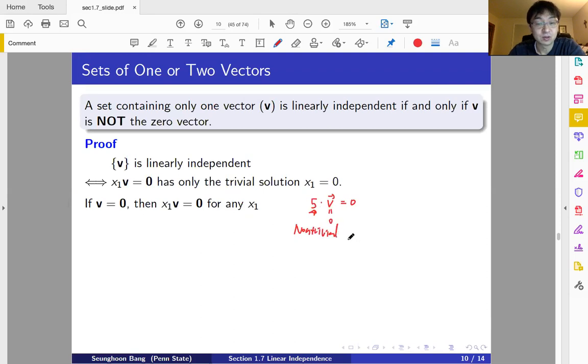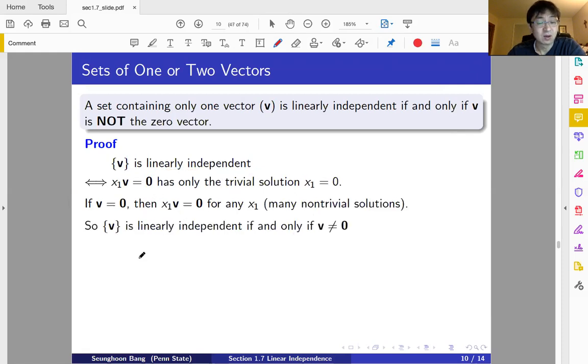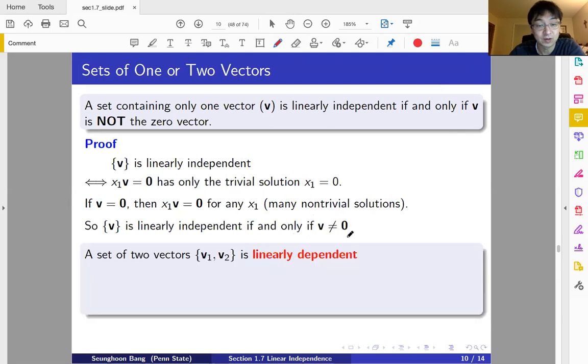Non-trivial solution. So what's that? Not linearly independent. Was it like this one? Vector v is linearly dependent, right? So it doesn't make sense. So the vector v is linearly independent if and only if vector v is always non-zero, right? This is only one vector.